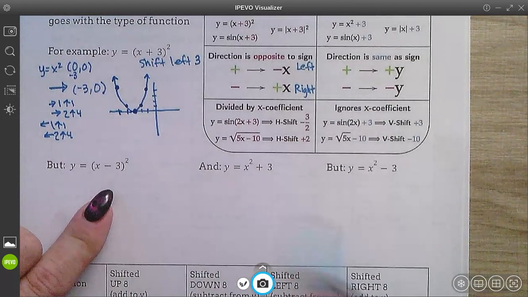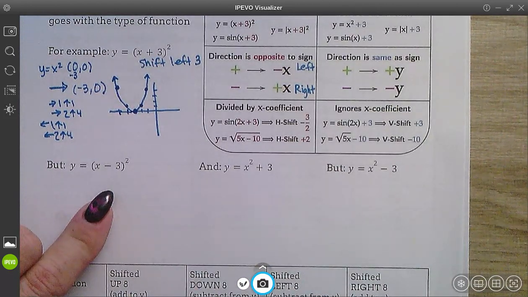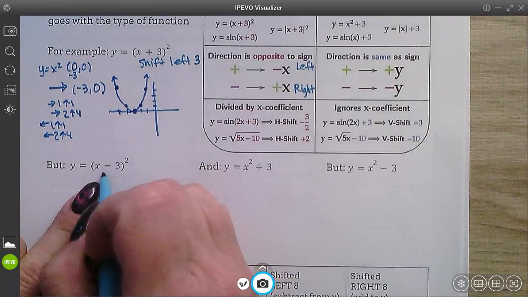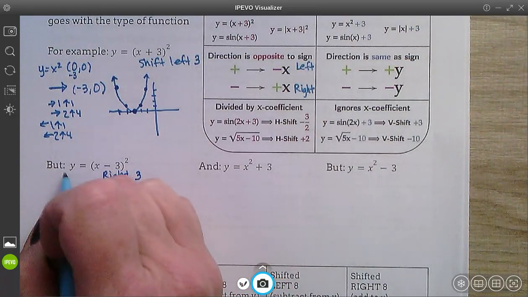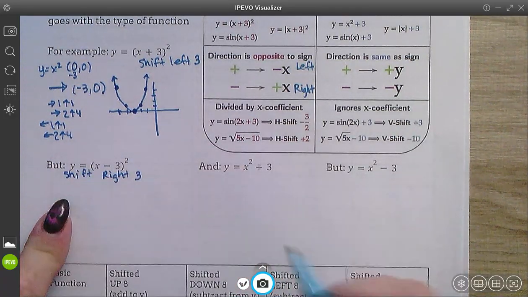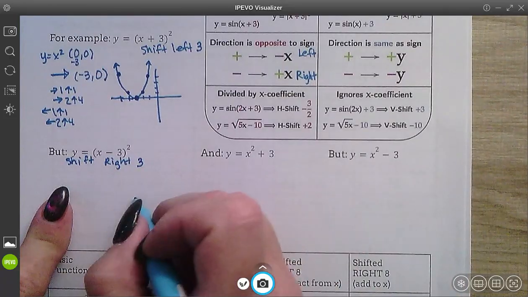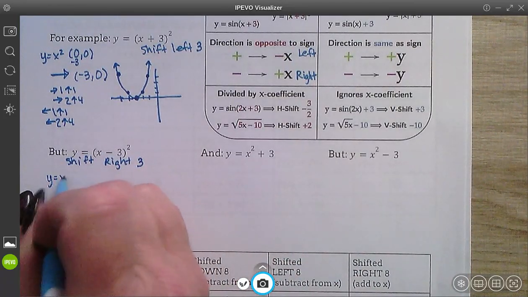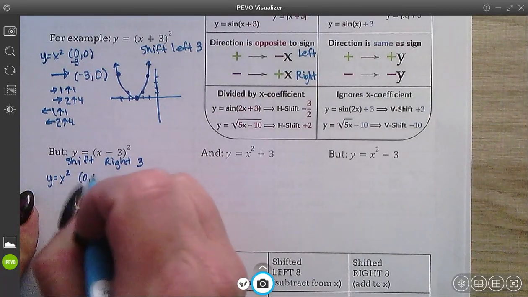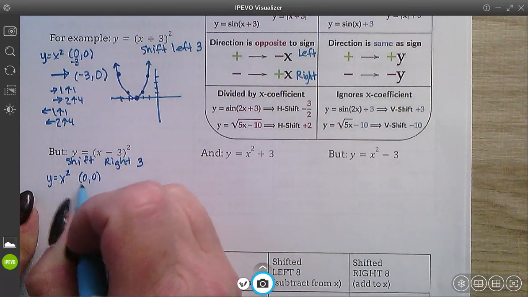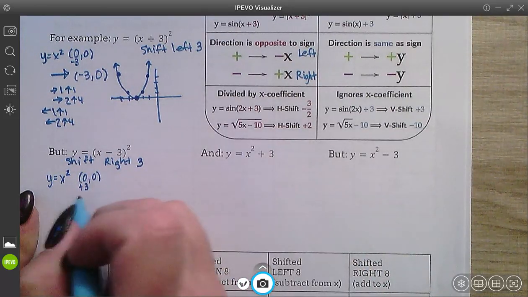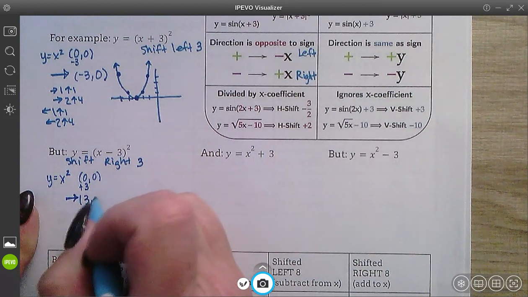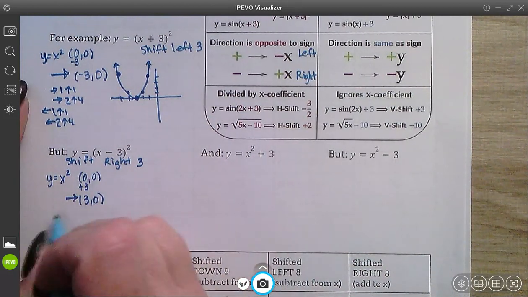If I have y equals (x minus 3) squared, then that is going to shift my graph to the right 3. So I take my normal start point, y equals x squared starts at 0, 0. Shifting right 3 means I need to add to my x coordinate. So then I'm going to have my new start point at 3, 0, and then use the regular pattern.